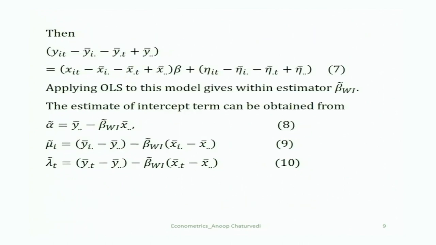And when we average over all values y bar dot dot, then both mu I and lambda t will vanish, and then we take y I t minus y bar I dot minus y bar dot t plus y bar dot dot. So, you get x I t minus x bar I dot minus x bar dot t plus x bar dot dot beta. The terms involving mu I and lambda t will vanish, plus you get eta I t minus eta bar I dot minus eta bar dot t plus eta bar dot dot.